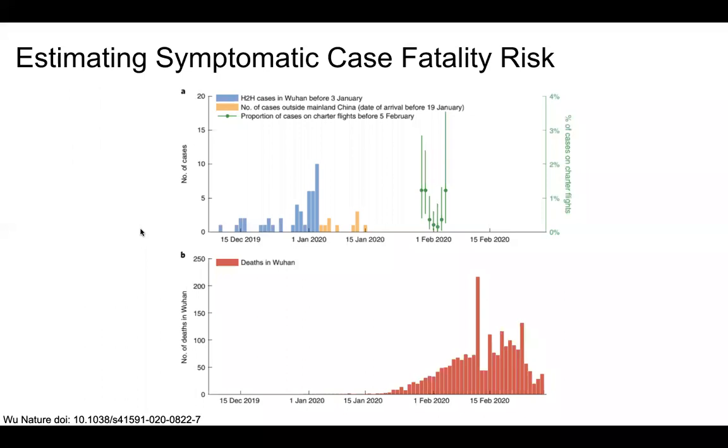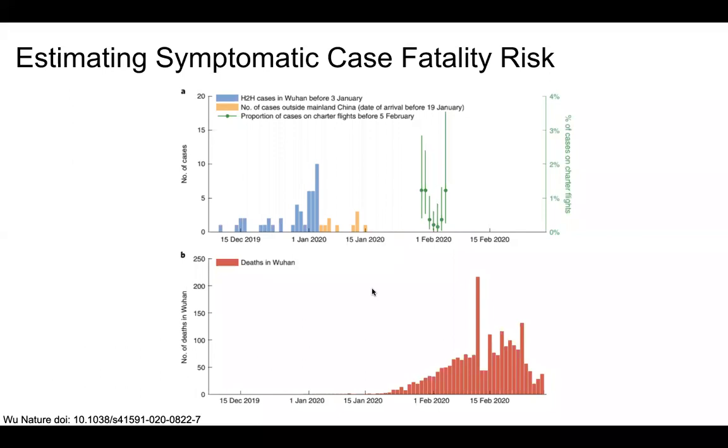So this analysis was published in Nature last week to try to account for these biases and estimate the symptomatic case fatality risk, or the proportion of people with symptomatic infection who die. And they did this during the early epidemic in Wuhan. And as shown in the top figure, they used the prevalence of infection in travelers on commercial and charter flights leaving Wuhan, who were more systematically tested than the broader population at the time, as an estimate of population prevalence of infection.